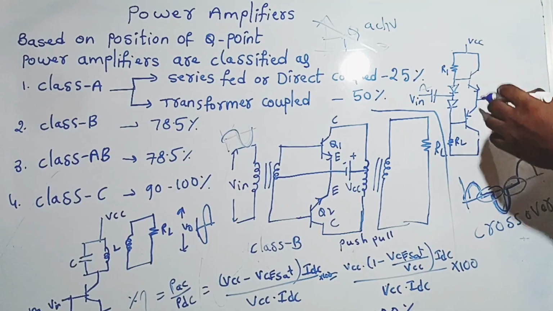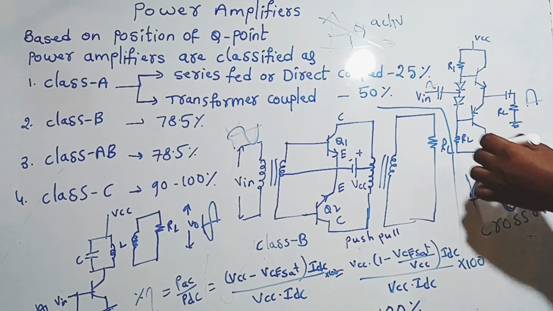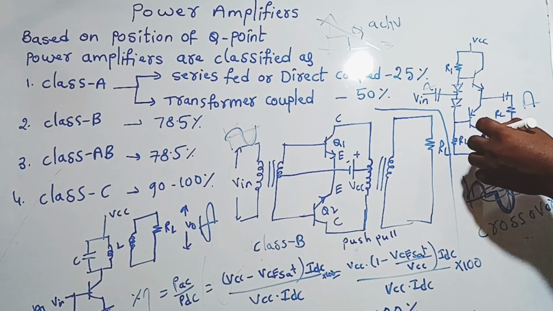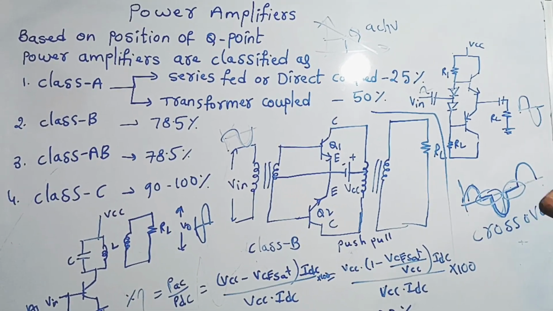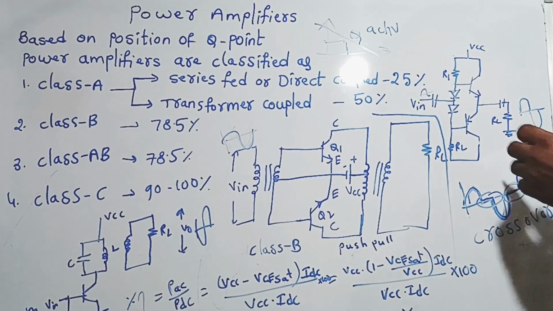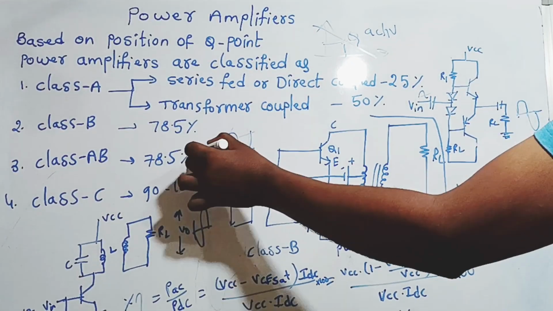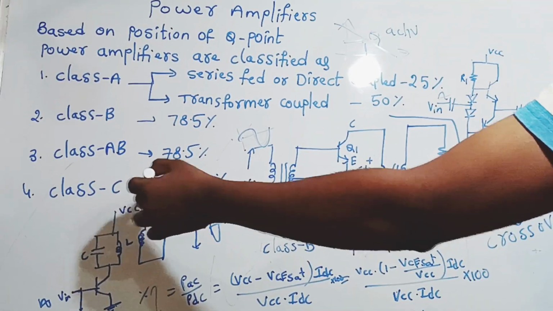Each cycle one transistor will be on. Then you will get output like this for the positive peak. Similarly for the negative peak Q2 will be on, you will get output like this. Smooth output will be obtained in the class AB power amplifier. This is giving efficiency as 78.5%, same as class B. Similarly, the last one, class C power amplifier.